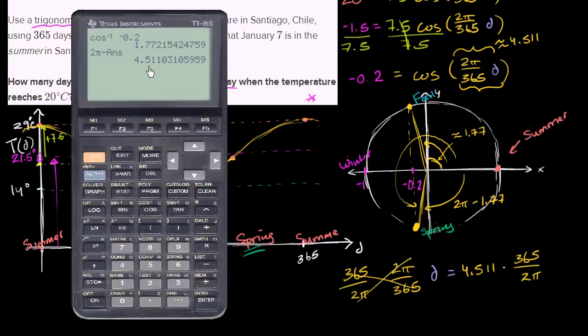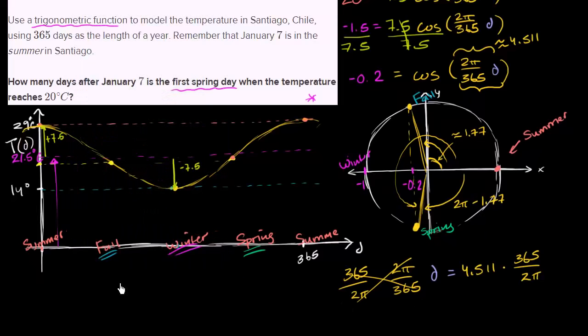We got much better precision there. So let's take our previous answer times 365. We deserve a drum roll here. Divided by 2 pi. And we get 200, and if we round to the nearest day, 262 days after January 7th. So 262 days. And we are done.